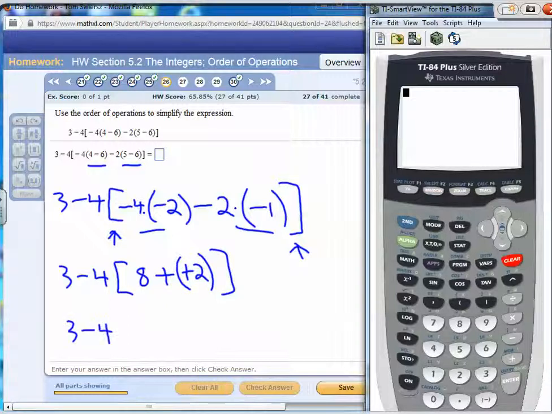So we bring down the 3 minus 4. 8 plus 2 is 10. Then we have to do the multiplication. Nothing's in between the 4 and 10, so it means multiplication. 4 times 10 is 40. 3 minus 40 is negative 37.